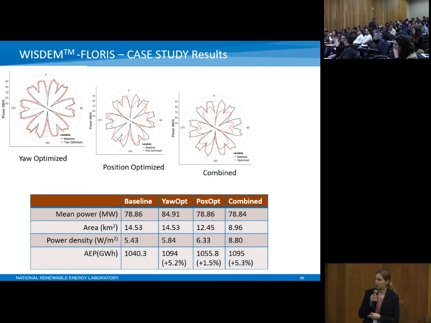Well, what's cool about this, though, is notice the power density. The power density is now 8.8 compared to 5.8 with the same increase in energy production. And what did we say before about spacing the turbines closer together? What goes down when you space turbines closer together? Infrastructure costs, right? All that electrical cabling and stuff.